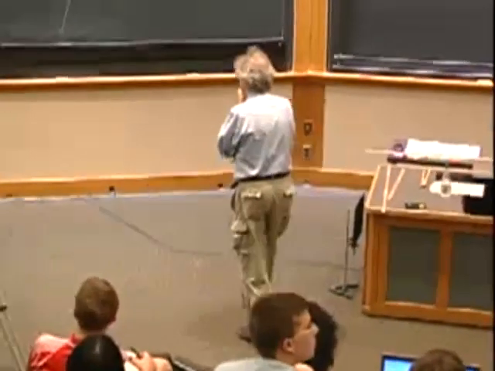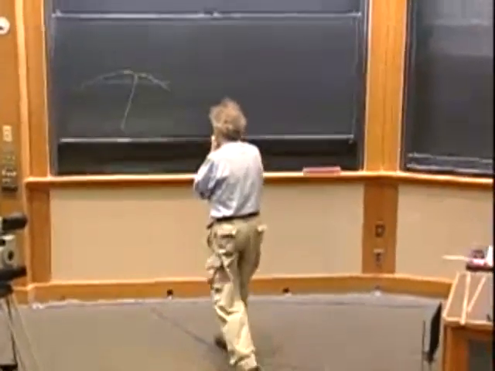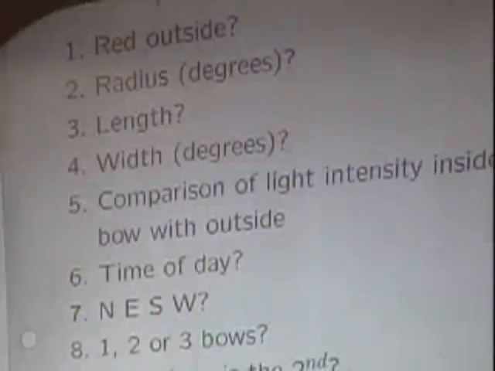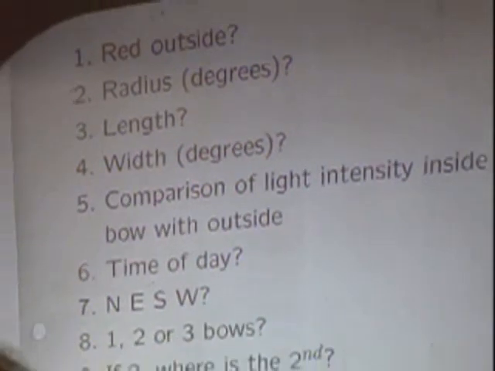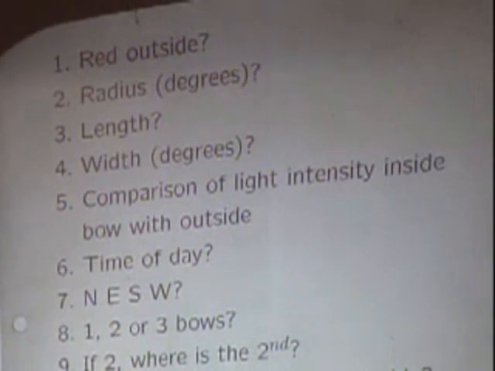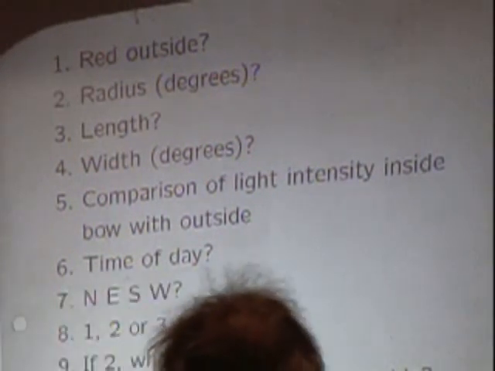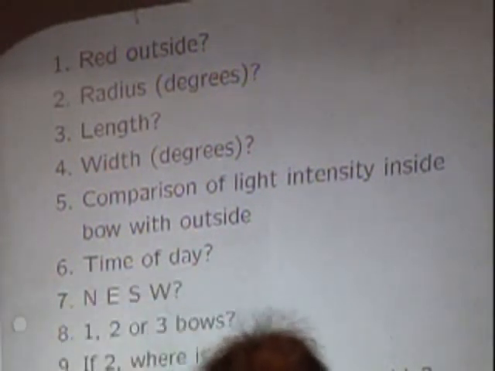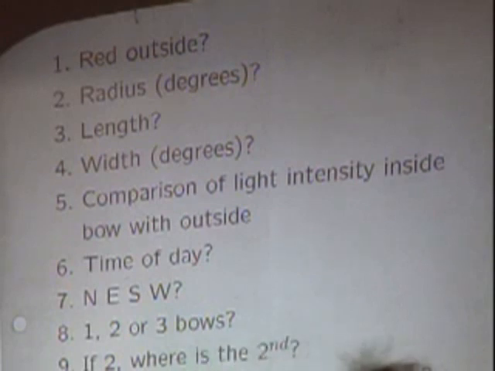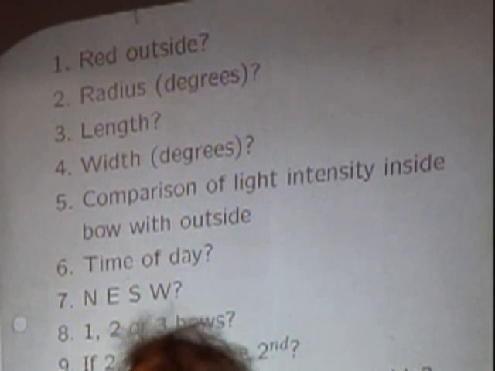Have you ever noticed that there is an enormous difference in the light intensity outside the bow and inside the bow? And if so, where is it bright and where is it dark? Have you ever noticed that? It will be staring you in the face when you look at the rainbow. What time of the day do you expect the rainbow? Do you expect to see them north, east, south, or west? Are there more than one bow?